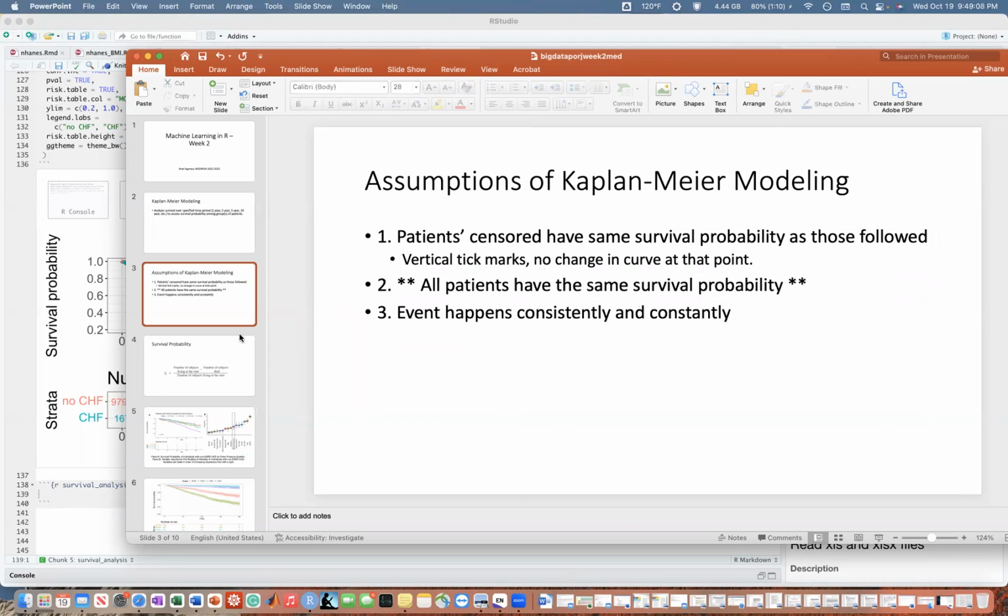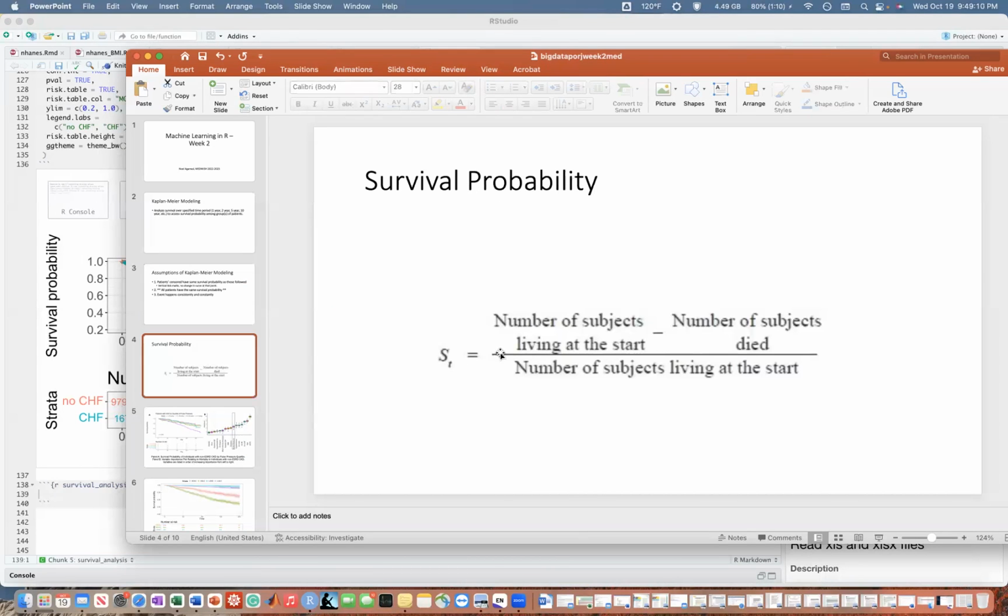Makes sense. So the survival probability, for the mathematicians out there, simply is this: the number of people living, minus died, divided by living at the start. And that's called S of t. That's each point, or survival probability. So I'm going to give you an example.